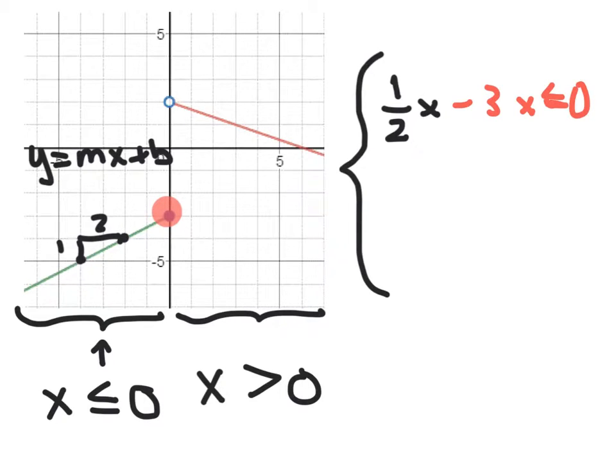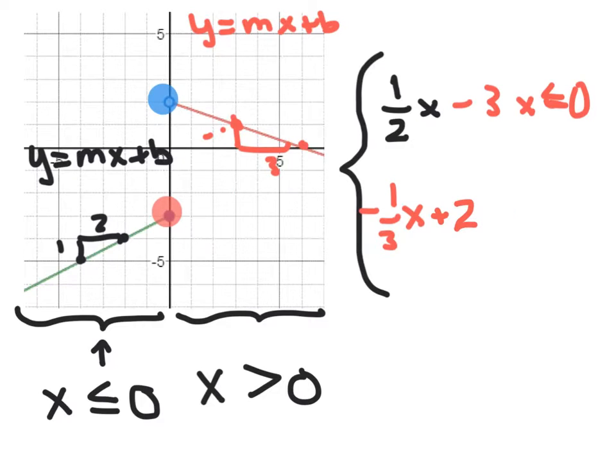The second one, we need to also create its equation. We are looking for y equals mx plus b as well. For the slope, I'm going to just pick 2 points that are easy to record. That's down 1 and over 3, so that's a slope of negative 1/3 x. And its intercept is quite easy to find there at +2. And so this would be the equation for the values of x that are greater than 0.